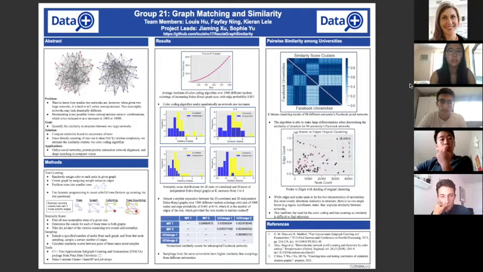Yeah, and then once you have these samplings that are all the same size and number of edges, you can then calculate the similarity scores between pairs.